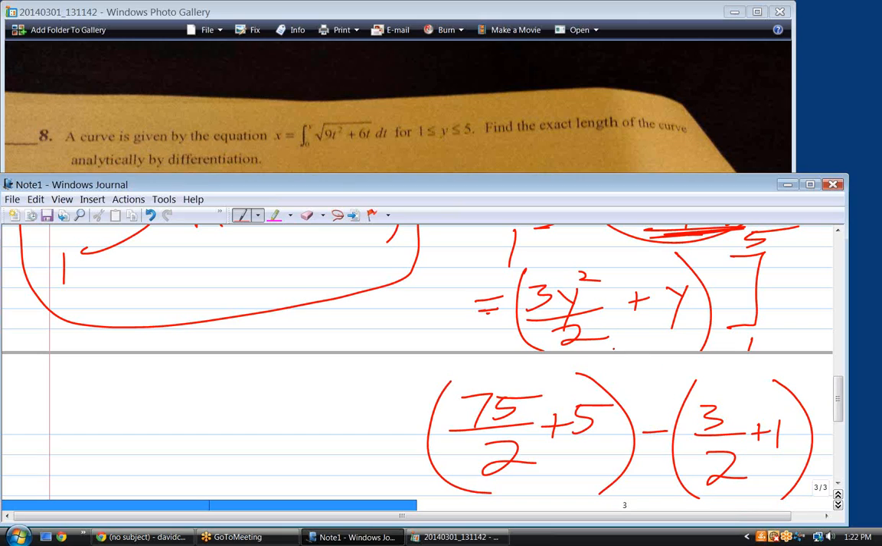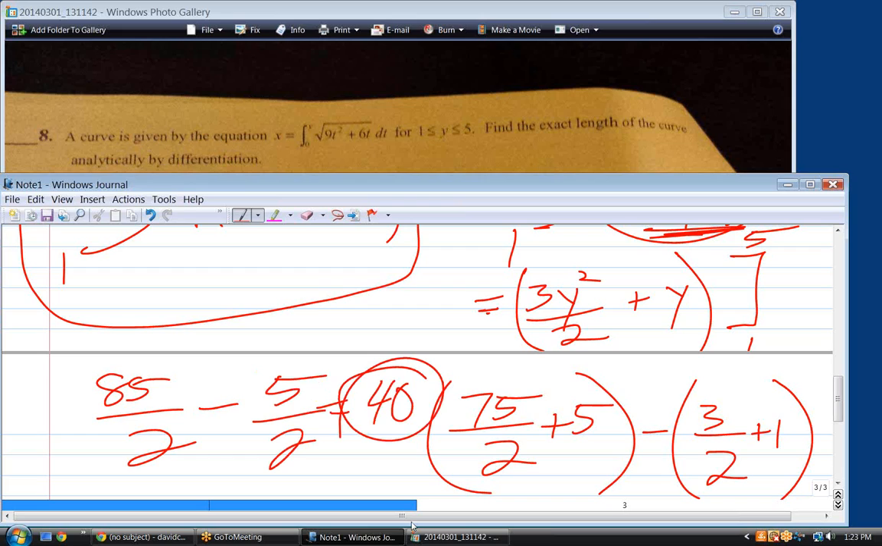You're always subtracting when you evaluate an integral, right? If you don't use this parentheses, you're going to get the sign wrong on this number right here. Okay, so this is 85 halves minus, well, 3 halves plus 1 is 5 halves. So minus 5 halves equals 80 halves equals 40.